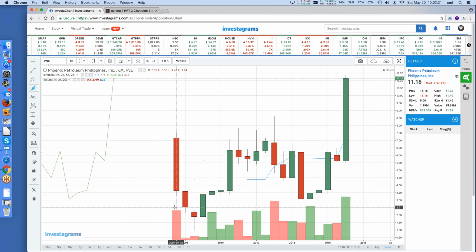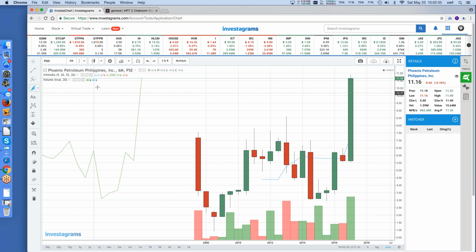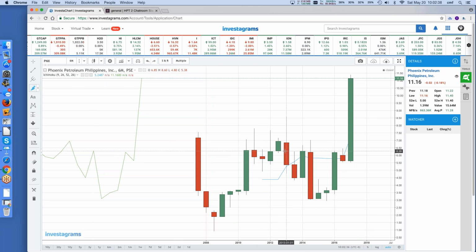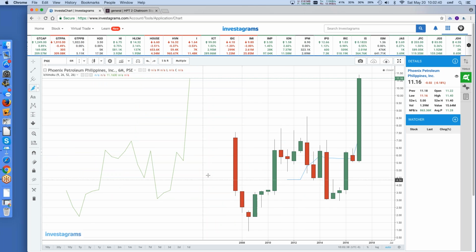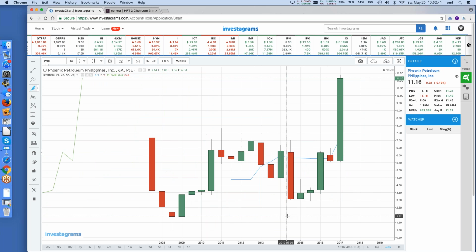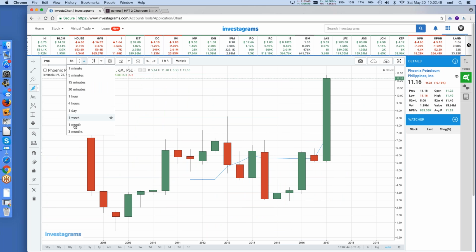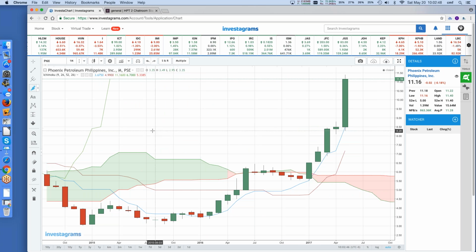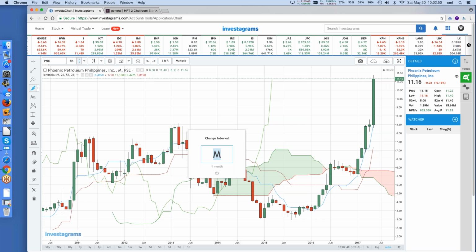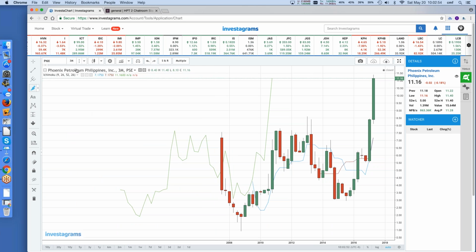Now, the Kumo. You could not see the Kumo because it's a very long time frame. It's a 6-month time frame. So perhaps you can just go to lower time frames. For example, 3. Let's see if we can find the Kumo in the 3-month chart.